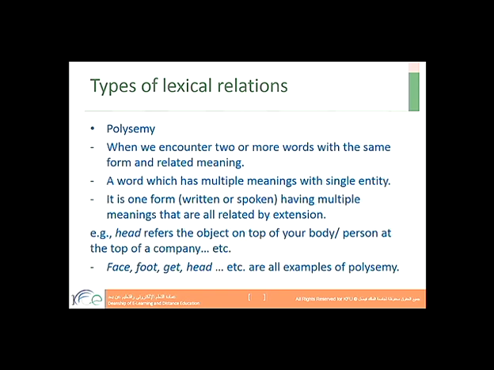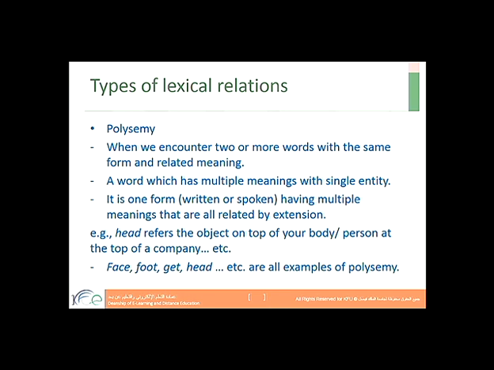Polysemy is the last type of lexical relations, and it's when we encounter two or more words with the same form and related meaning. A word which has multiple meanings with the same pronunciation, with the same entity. So we have a single entity with multiple meanings. This is known as polysemy. It's one form, either written or spoken, with multiple meanings that are all related by extension.